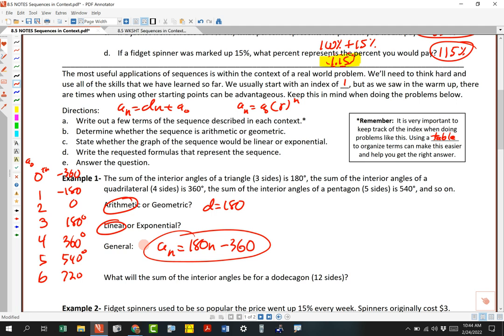You can all get it. Marcus, what do you do? You plug in a 12. A sub 12 is going to be how many degrees there are on the inside of a dodecagon. So A sub 12, 180 times 12 minus 360. And I do not know my 12 times tables that much, or my 180 times tables. And then I'd have to subtract 360.